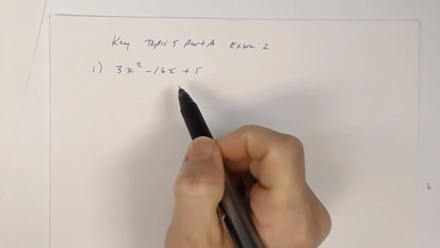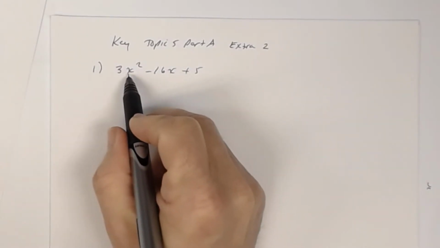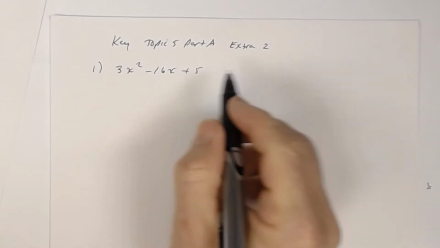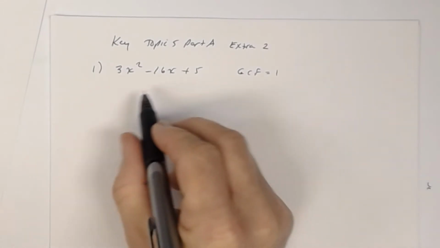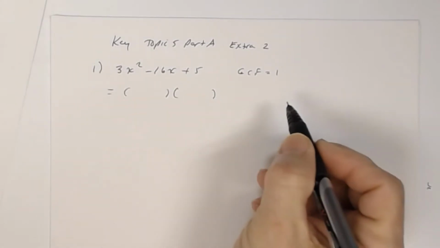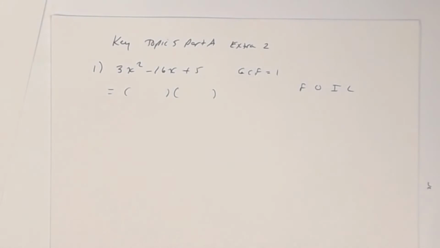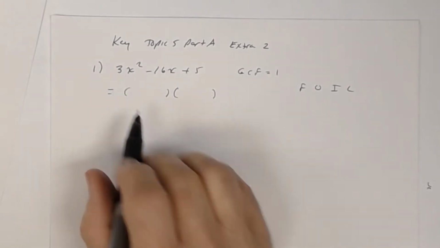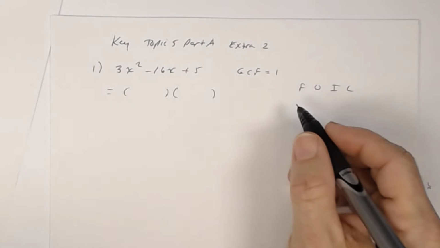Now the first thing you have to do, regardless, is always factor out the GCF. If you look at these three terms, 3x squared, a negative 16x, and a positive 5, the GCF is 1, so there's nothing to factor out. I'm going to go directly to the two binomials. Remember, we're using the idea of reverse FOIL here, so let's start with the first term, 3x squared.